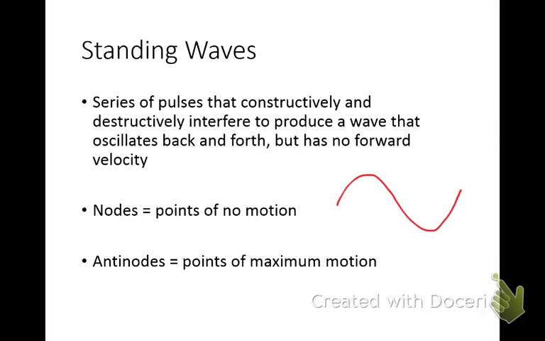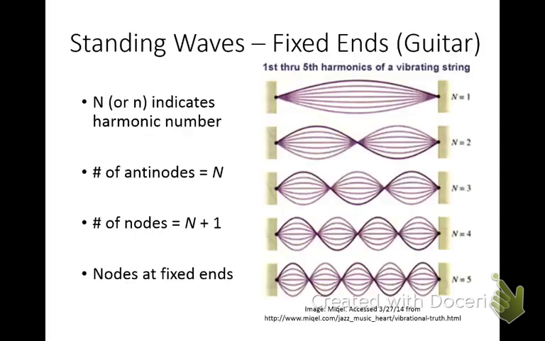And they consist of nodes and antinodes. The nodes are the spots where there appears to be really no motion of the medium. The antinodes are where you get the maximum motion. They head to what looks like a crest and what looks like a trough, and they oscillate back and forth between that. Again, at a fixed end, you get a node. So if both ends are fixed, you get a node on both sides.